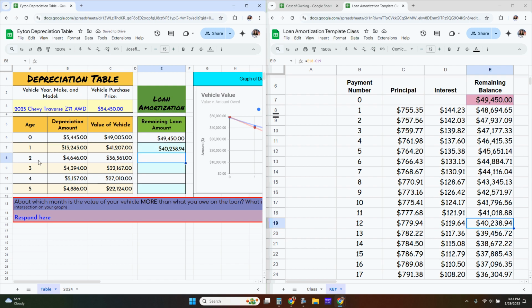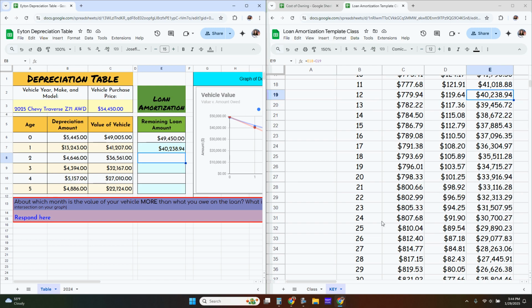At the end of 2 years, 2 years is going to be 24 months. How much do I still owe on my loan?